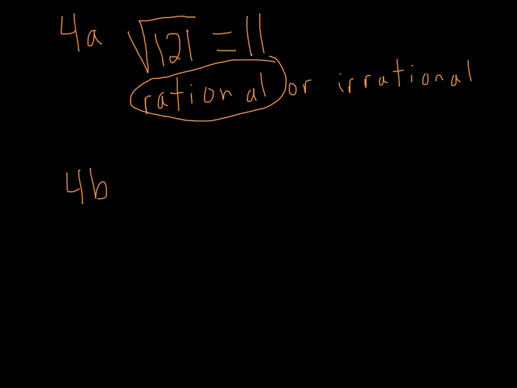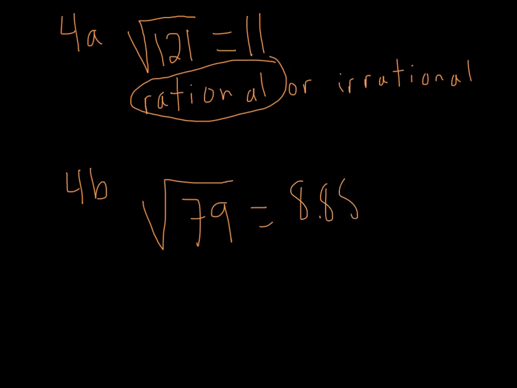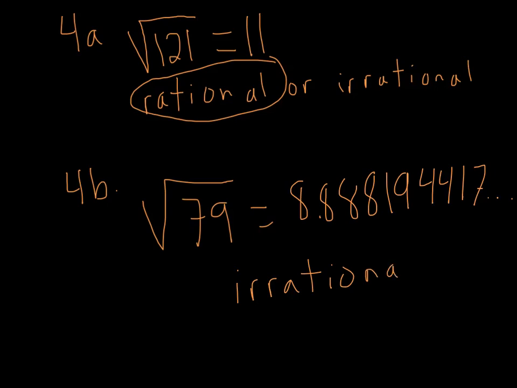Let's look at 4B. 4B will be the square root of 79. Well, all you have to do is type that in your calculator. And when you type it in, you'll see this long decimal, 8.888194417. It just keeps going. So you see no evidence of it repeating. We know square roots of numbers that are not a perfect square will be irrational. So make sure you copy that down in 4B.